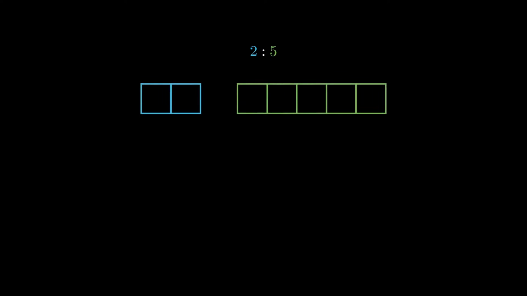Okay, so in this video we'll be going over simplifying ratios. So let's draw the usual picture for our 2 to 5 ratio. We have 2 blue bits and 5 green bits.